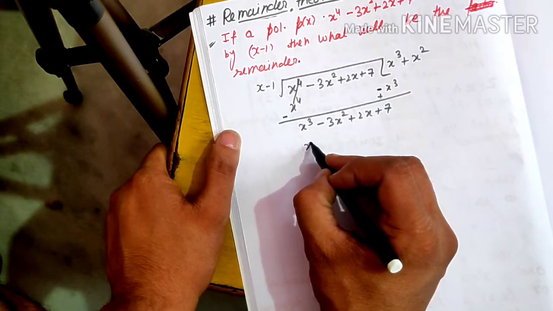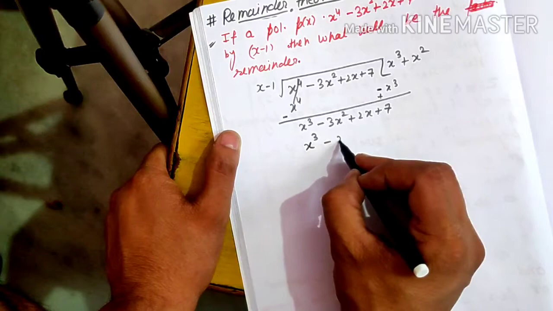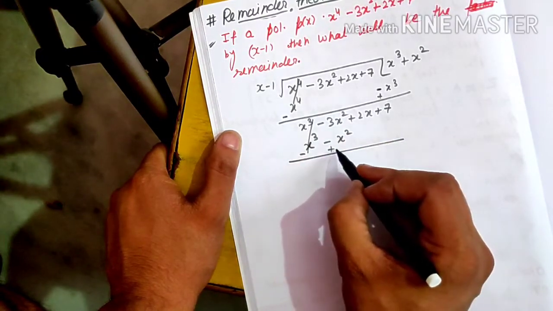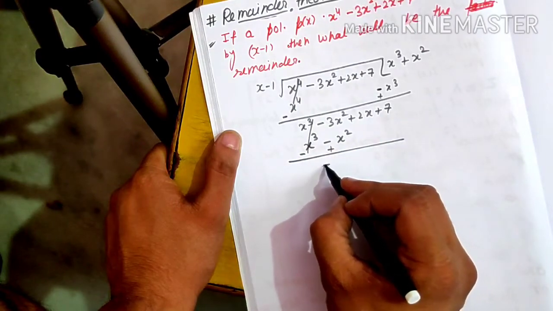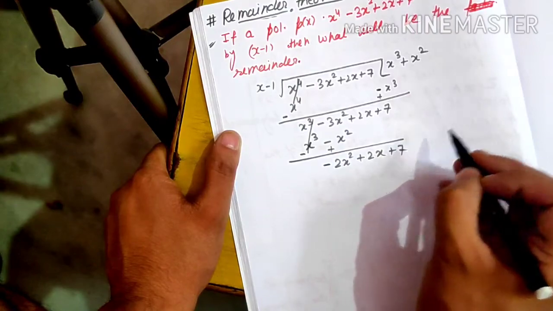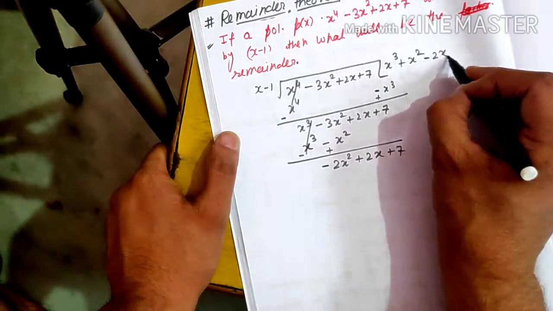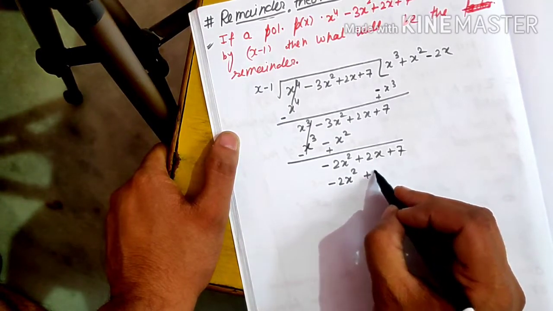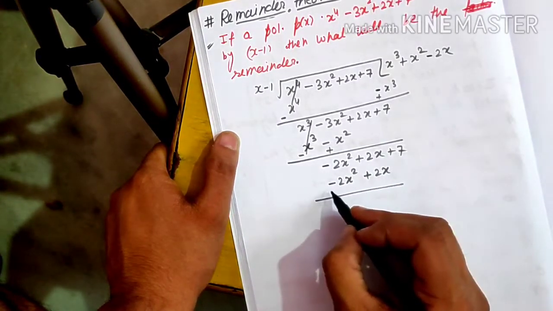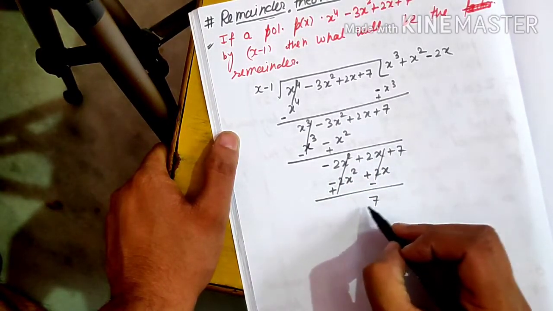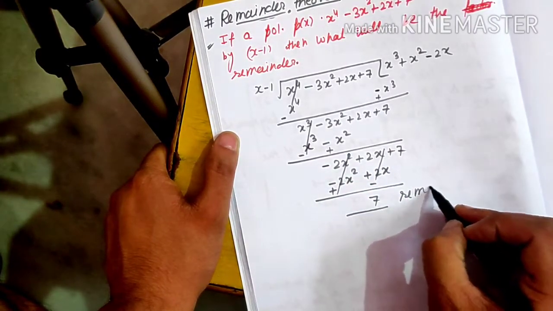So this would be x cube minus x square, sign change, minus and plus cancel out. Minus 3 and plus 2, this will be minus 2x square plus 2x plus 7. Now we will multiply by 2x, this will be minus 2x square, then plus 2x, sign change, plus and minus cancel out. 7 is the remainder.